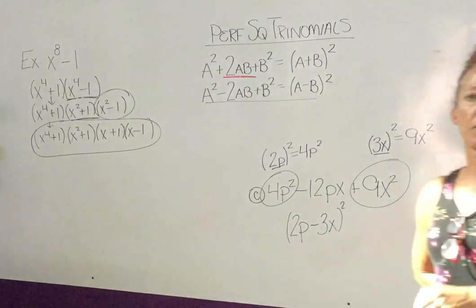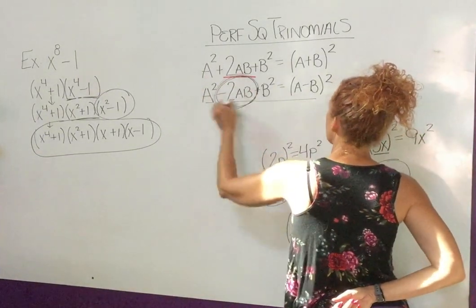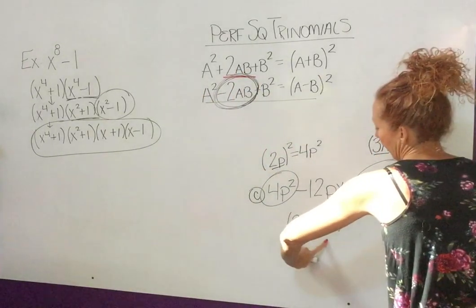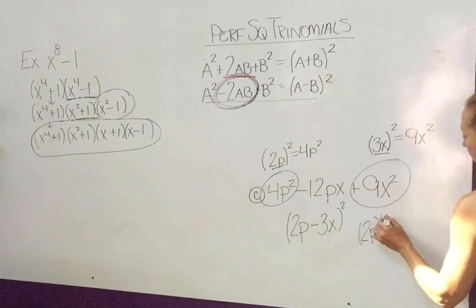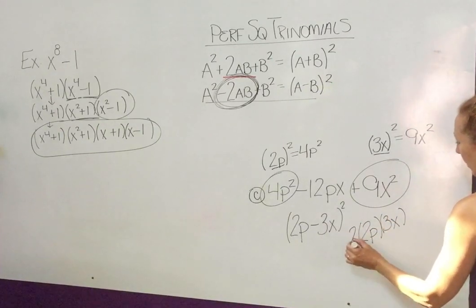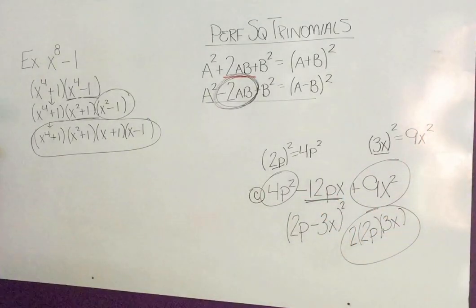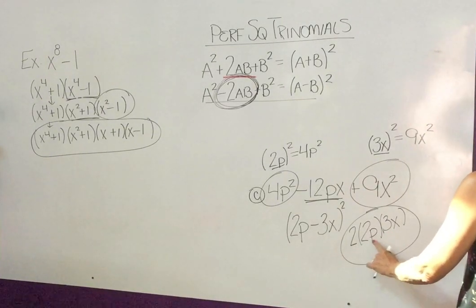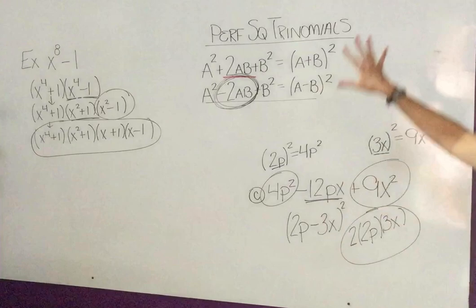But we need to check that the middle term works. So the middle term has to be doubled when I multiply the two pieces of the factor. So if I multiply 2p times 3x and double it, do I end up with what my original middle term was? And the answer in this case is yes. 2 times 2 is 4, 4 times 3 is 12, and I have the p and the x. So totally your choice on this second half.